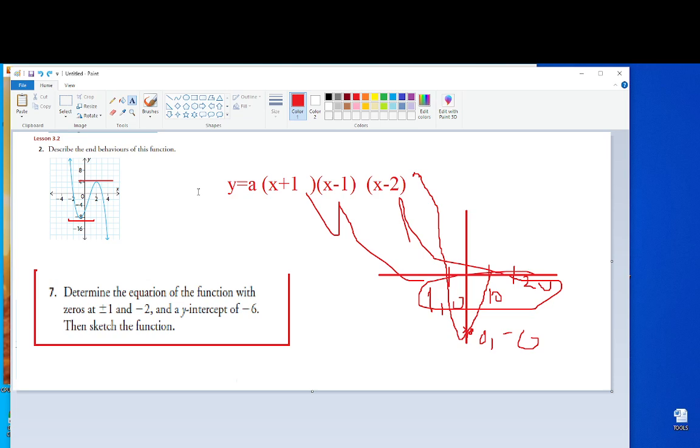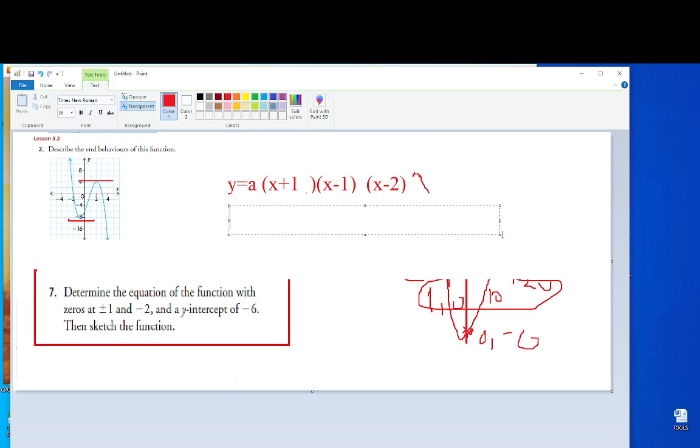That means I can take my little equation here and I can rewrite it where I see y, minus 6. I don't know a, but I know when x is 0, y is minus 6. So everywhere I see an x, I'm going to put in a 0. And then I'm going to look at each bracket and solve it. Well, 0 plus 1 is plus 1. 0 minus 1 is minus 1. And 0 minus 2 is minus 2.